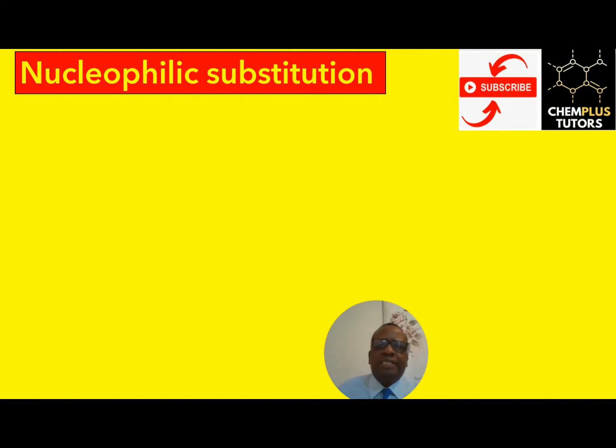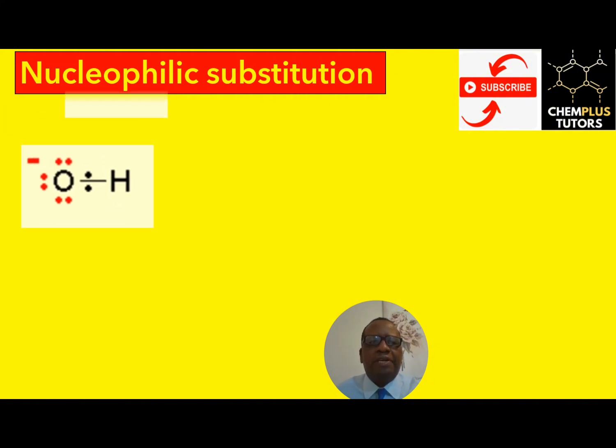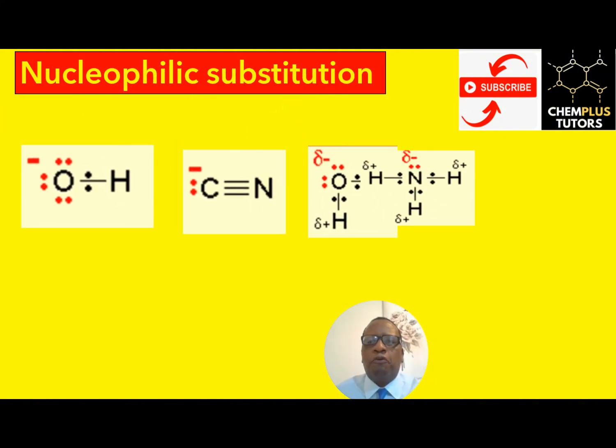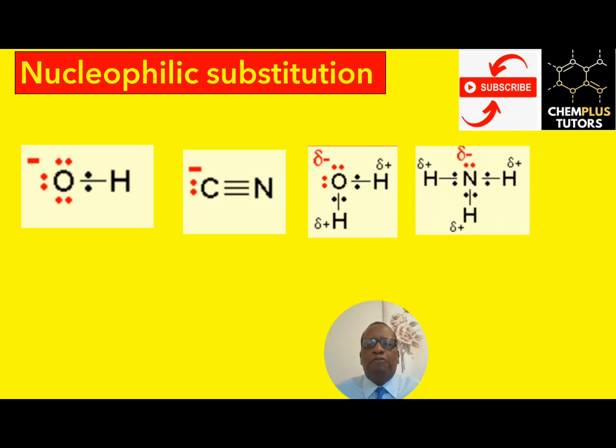Today we've decided to look at nucleophilic substitution. The very first thing that we're going to do is to look at different nucleophiles. We have picked those 4 nucleophiles. If you take a closer look at the nucleophiles, there's something that is common in all of them, right? What is it? They all have a lone pair of electrons.